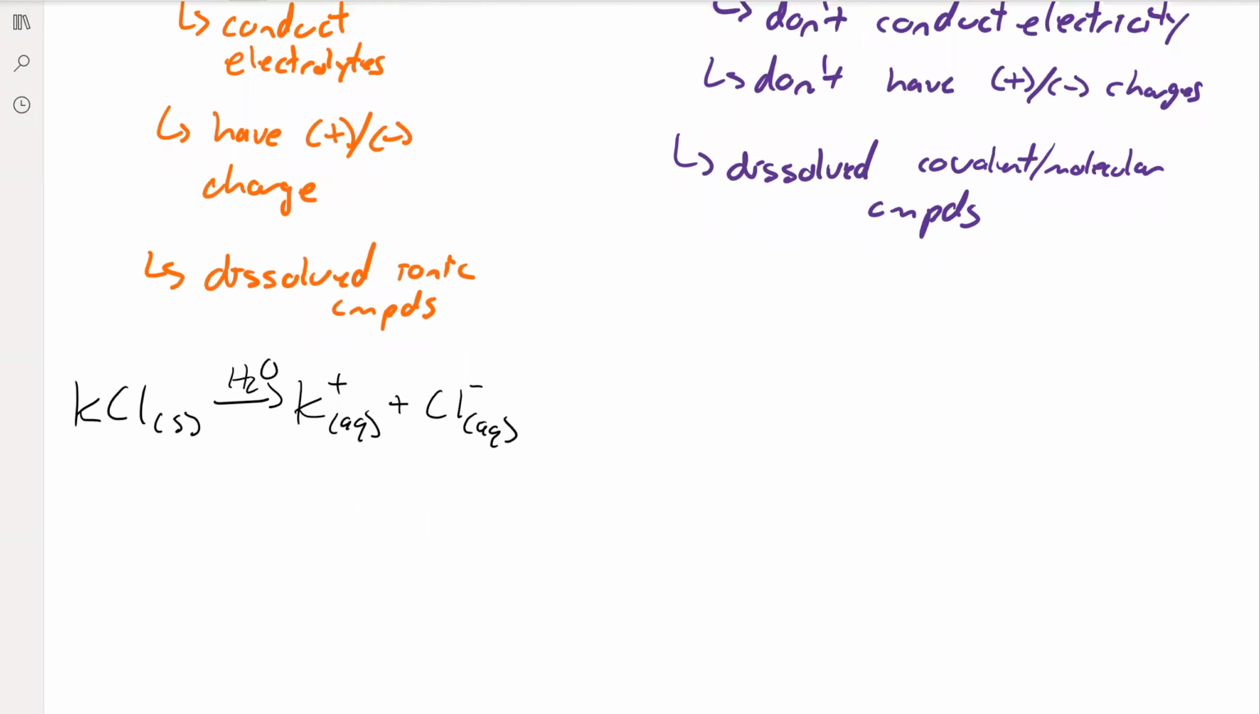So for example, if you take some ethanol and you toss it in some water, it will mix with the water, it will dissolve, but it won't form any ions. It's just going to make an aqueous solution.